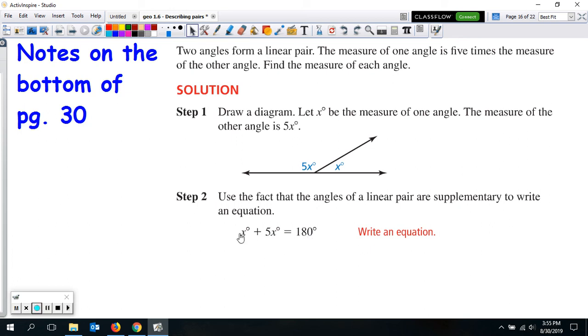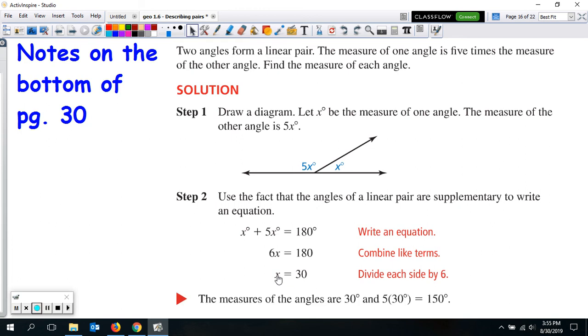And then just solve. So this is going to be 6x equals 180. Divide by 6, and we get 30. So x equals 30. So one of the angles is 30 degrees. The other one is 5 times 30, which is 150 degrees. There's the measure of both angles. So the measure of the angles are 30 degrees and 150 degrees. So just make sure you write down the measure of each angle there on that one.